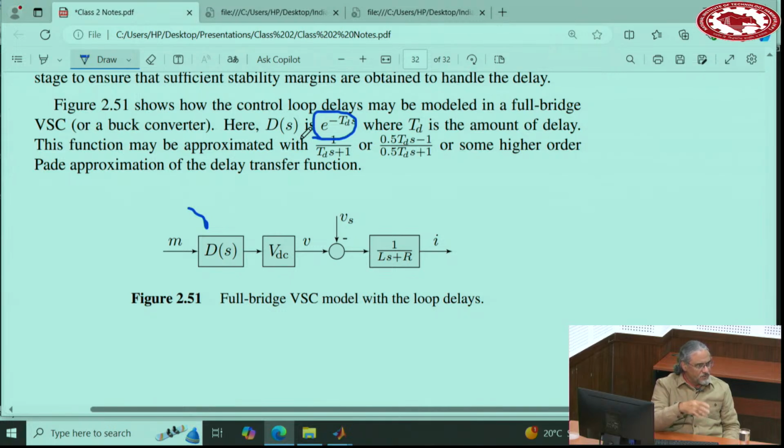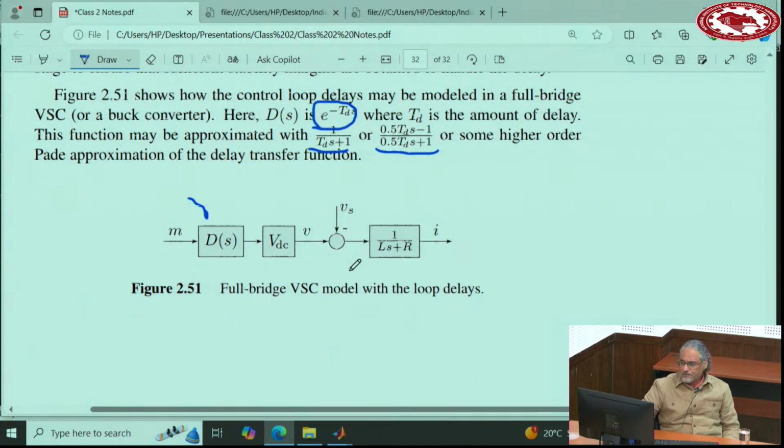If you are an expert in control, you can do it. And like I said, at least a simplified version is that you approximate that function with this function or this function. These are first order approximations of the delay. And then if you approximate it, it will not be very difficult to work with it.